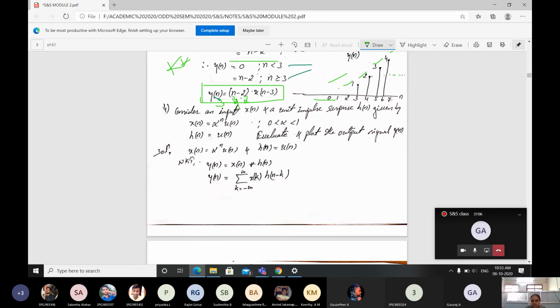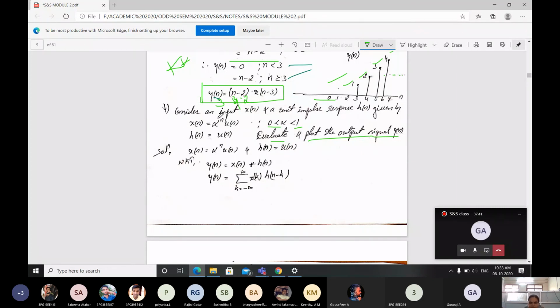Same steps, just observe how it is going to be considered. Here consider an input x of n and a unit impulse response h of n. It is given here. X of n is alpha raised to n u of n, where alpha exists between 0 and 1. Then h of n is u of n. Evaluate and plot the output signal y of n.